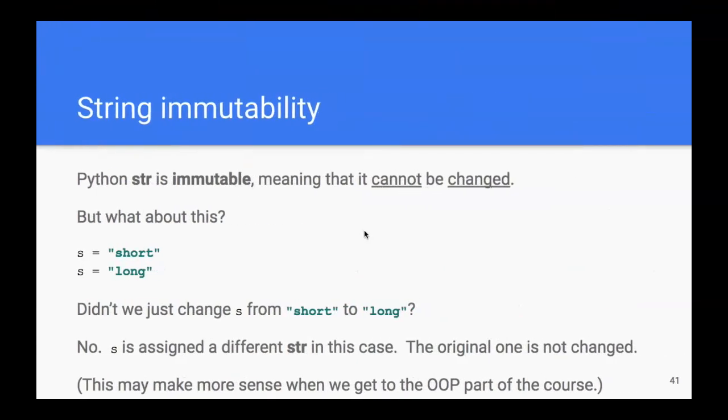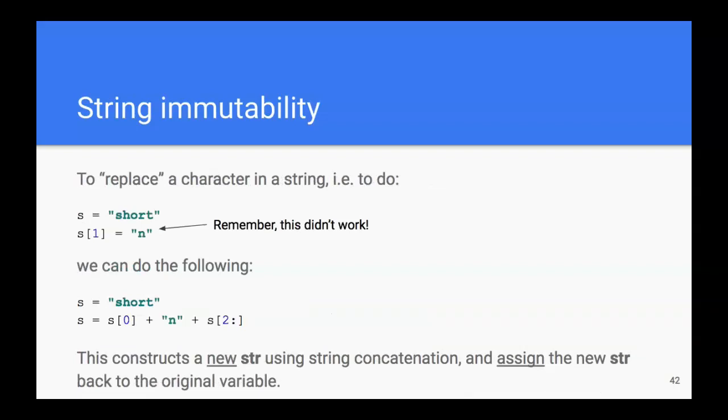Okay, that's what that is. Now this might be a little confusing at this point, and if that's how you're feeling, it's okay. And this will hopefully make sense when we talk about the object-oriented part of Python. Okay, but just remember what we just did: we did not change s. s just points to a different string.